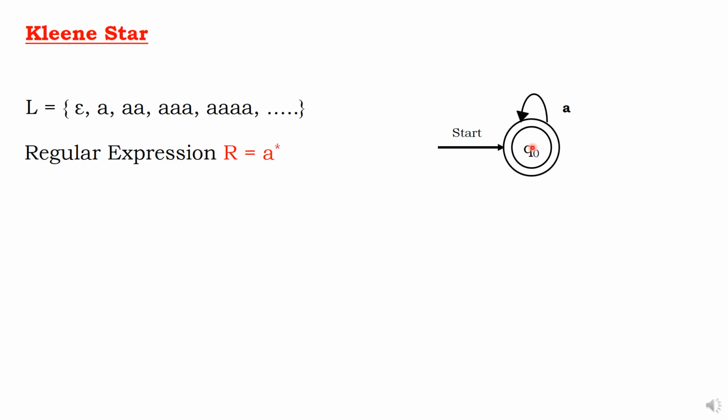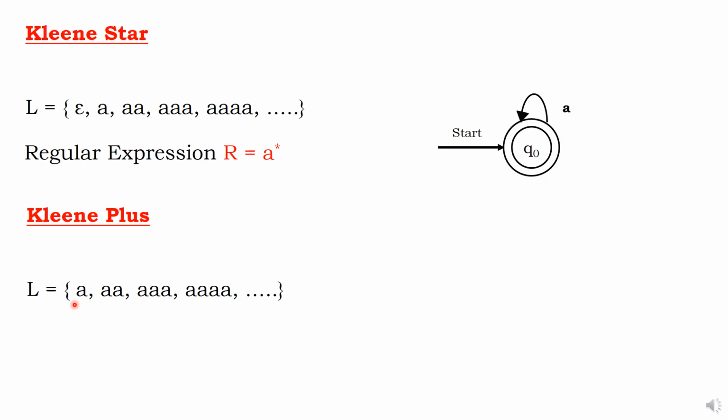With one A it will enter, with two A's it will also enter. Sir, without this epsilon, a minimum of one A is required. What should I do? We call it Kleene plus. What is that Kleene plus? It indicates the same star operation but without this particular epsilon.